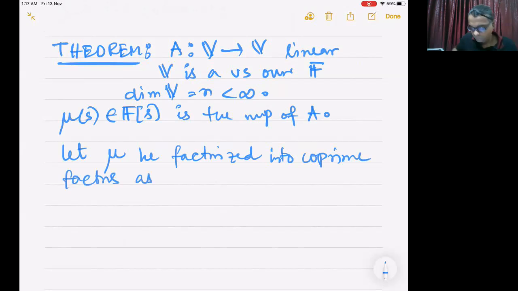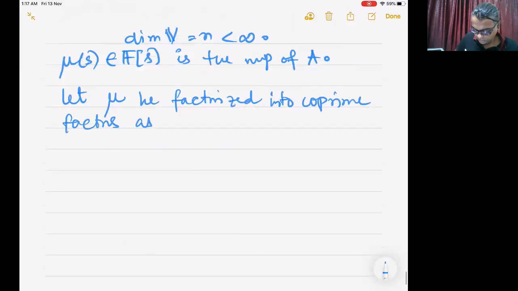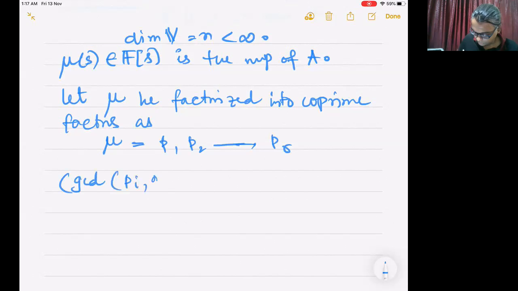Pairwise co-prime. So factorize mu equals P1, P2, ... up to PR, right? This means GCD of Pi, Pj is equal to 1 for all i, j, of course i not equal to j. This is what we mean by co-prime. It is like pairwise co-prime.